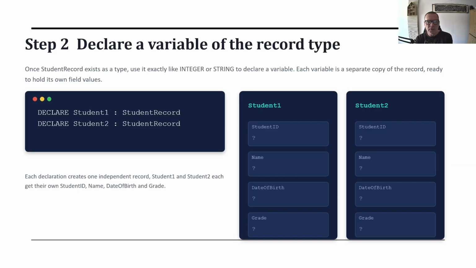Then we can actually start using it by declaring variables of the data type that we created. So here we're declaring student1 and student2, and both of them use this new data type we created called StudentRecord. And they're both ready to be populated with data in all the same fields as each other. So they all have a student ID, a name, a date of birth, and a grade.